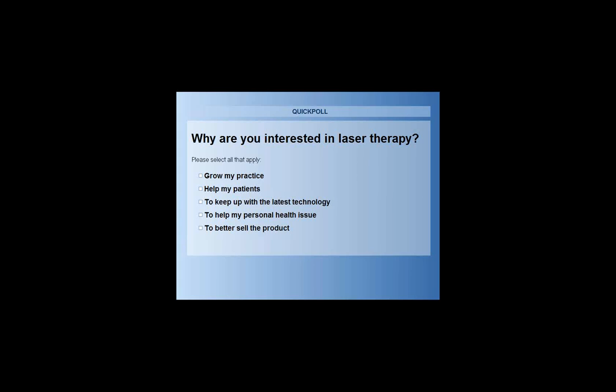Excellent. That was a very good review on making sure that we're doing a thorough assessment, because that's one of the things that's most important with laser therapy, is to make sure that you have the proper assessment before you move forward with it. So definitely very good to give us that reminder for those two. So our next poll question is, why are you interested in laser therapy? Are you here to grow your practice, help your patients, keep up with the latest technology, help with a personal health issue, or to better learn to sell this product?